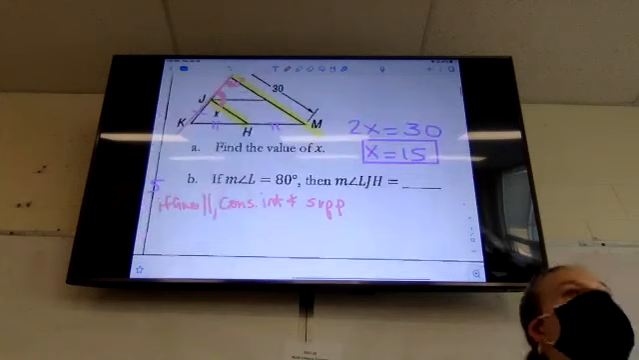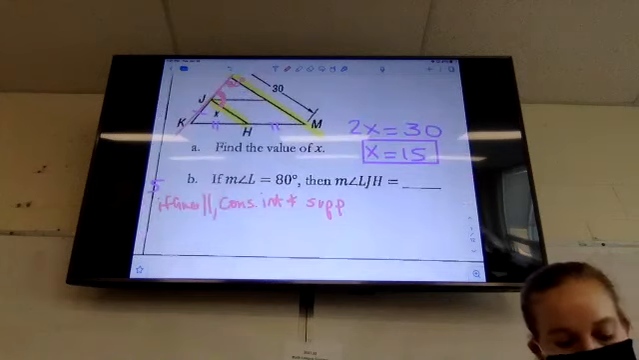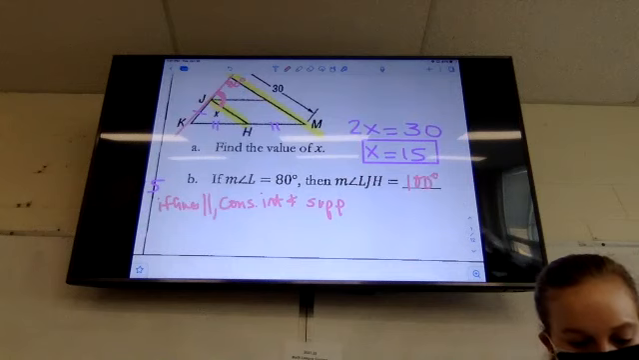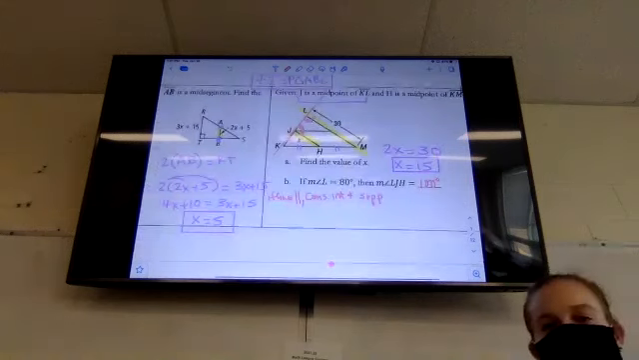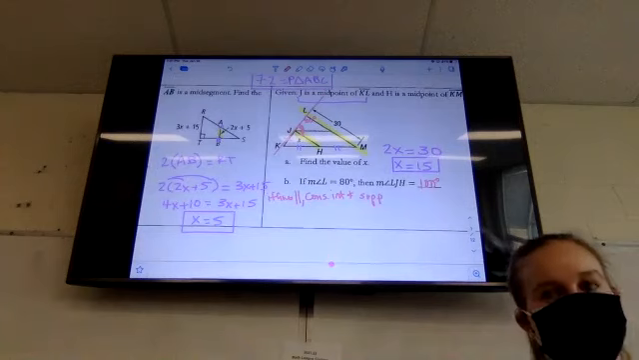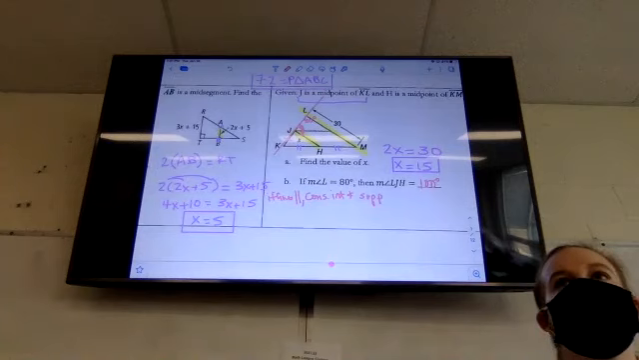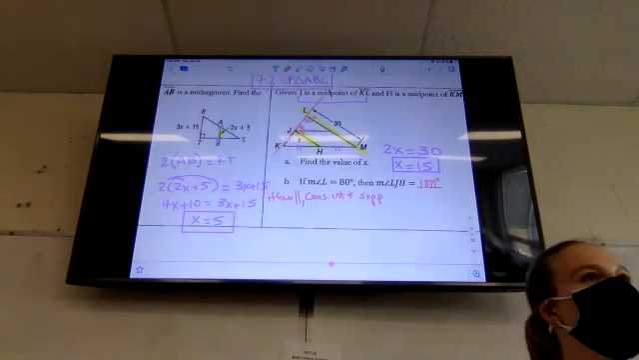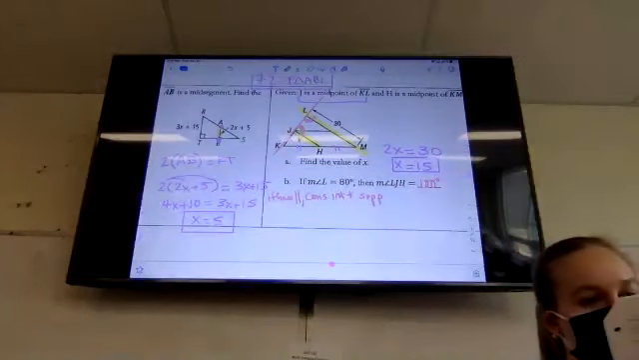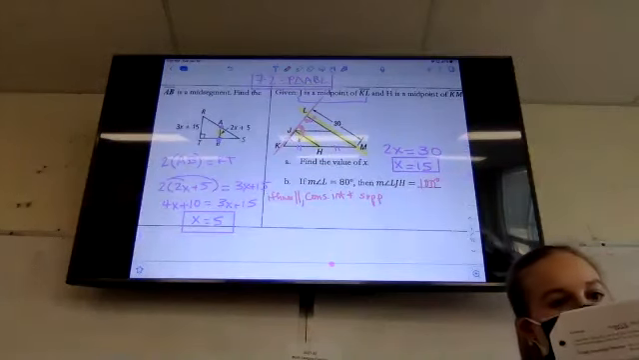So that means 80 plus something equals 180. So what should measure of LJH be? 100. Oh, you guys are killing it. How are you feeling? Good? Okay. Let's flip our paper over.